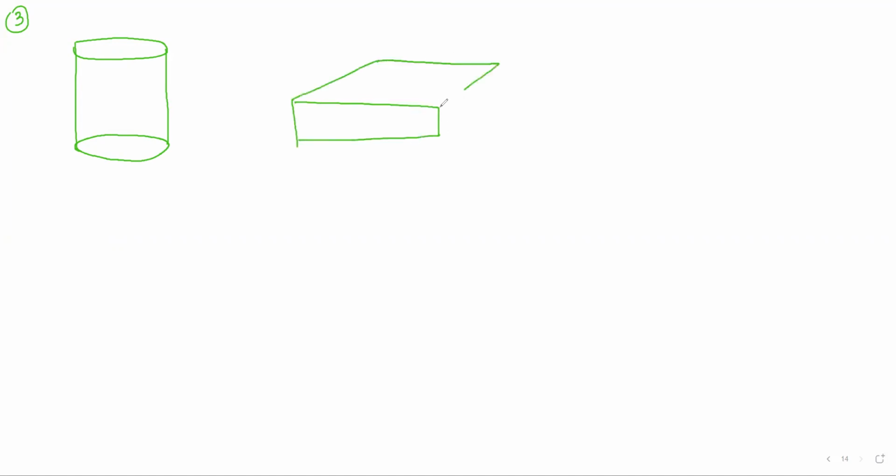A 20-meter deep well with diameter 7 meter is dug and the earth from digging is evenly spread out to form a platform 22 meter by 14 meter. Find the height of the platform. Okay, so the well is actually in the shape of a cylinder, right? And the earth which has been taken out has been evenly spread, meaning in the shape of a cuboid. It's a platform like this, so basically it's a cuboid.